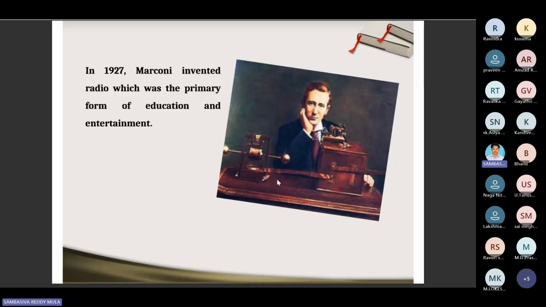Okay. So the scientist Marconi invented the radio, which was the primary form of education and entertainment. Okay, in this setup we can see how the radio was, the first generation radio.